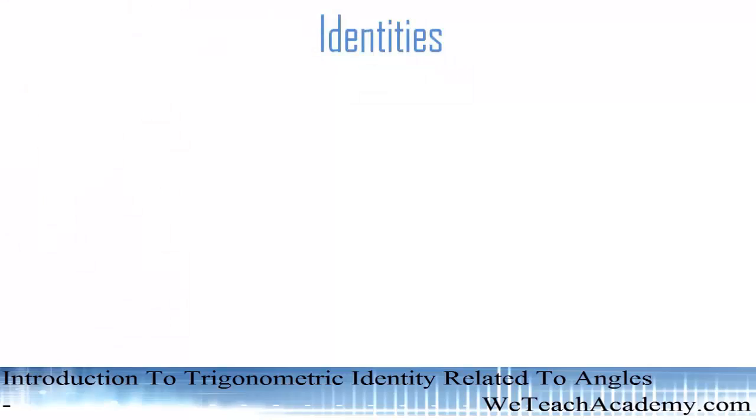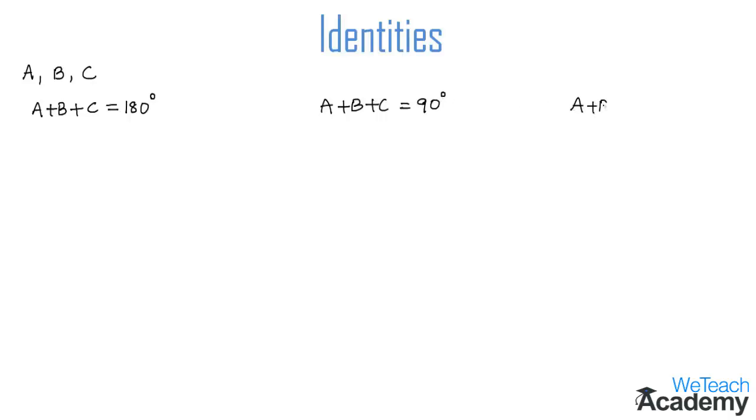Hello friends, in this video we are going to derive some identities relating to the trigonometric ratios of a, b, c, which are real numbers satisfying the conditions such as a plus b plus c is equal to 180 degrees, and then the next condition would be a plus b plus c is equal to 90 degrees, and then the last condition, which is a plus b plus c is equal to 0 degrees. And now let us go with the first condition and derive some identities.